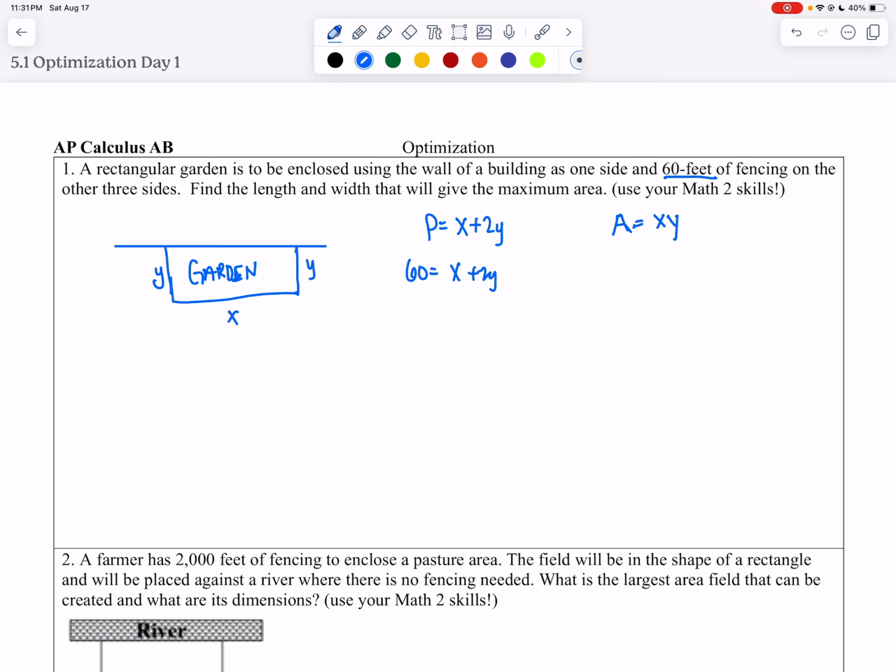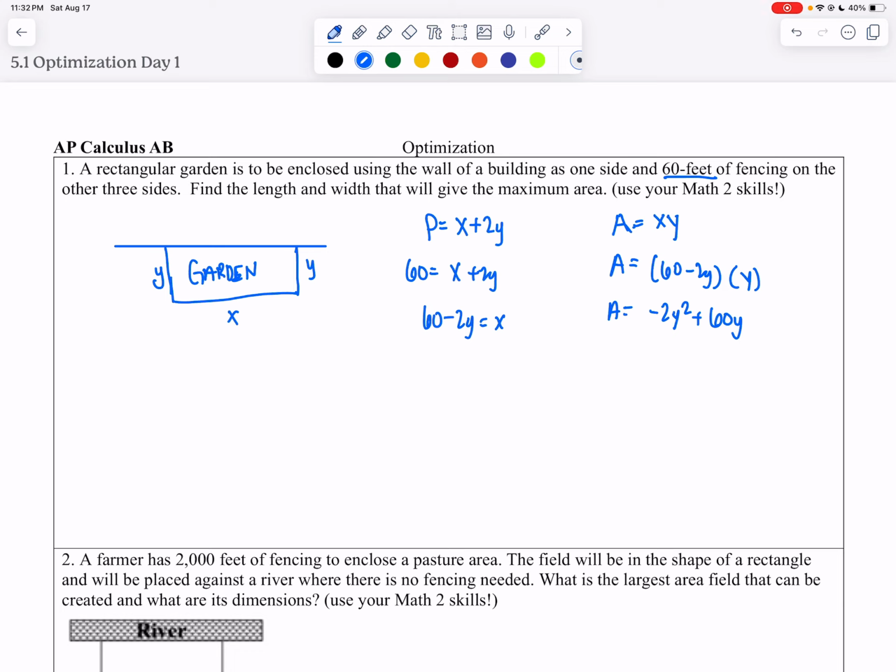Now in Math 2, whenever we did something like this, we did substitution since we want one variable. So we're going to relate this equation and this equation by using one variable. And what I'm going to do is go ahead and subtract 2Y, so that X is equal to 60 minus 2Y, and I have one variable right there. Using substitution, I'm going to get 60 minus 2Y and then Y. So now I have one variable. Great. I'm going to simplify that. So I have negative 2Y squared plus 60Y.